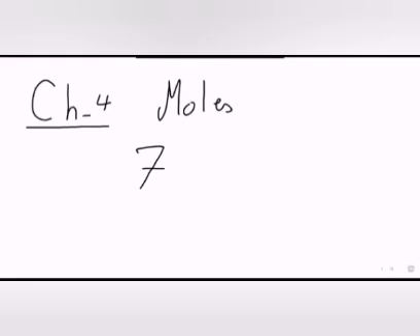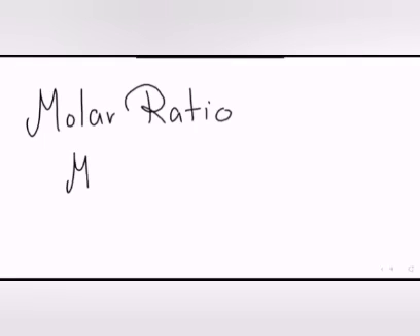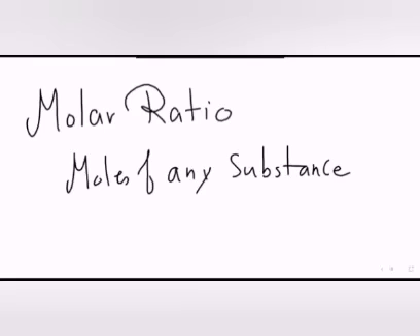Now moving to the next chapter, which is the mole calculations. This is chapter 4. We have the 7 rules that we should be memorizing to use when solving problems. And don't forget the fact that you will use the molar ratio to calculate the number of moles of any substance that you don't have any data provided for in the problem, and you want to find its number of moles.